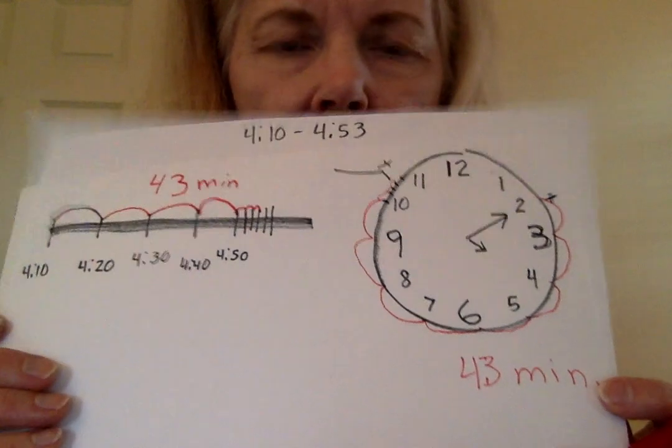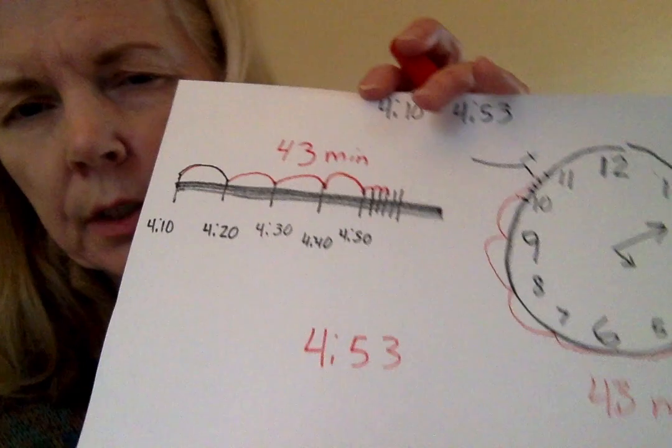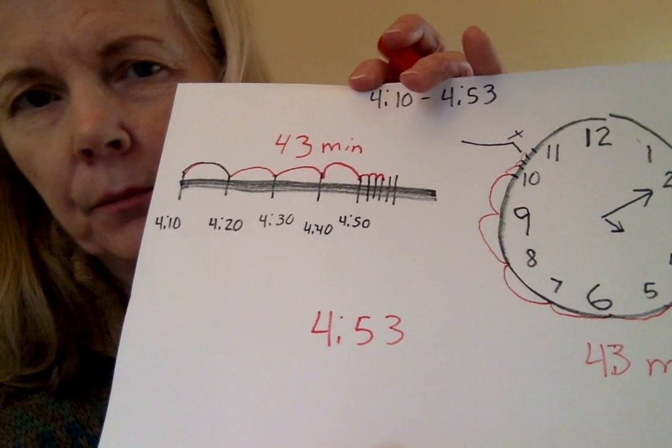Two ways to find the same answer. And there's a third way, and it's using subtraction. When we subtract, we know that we always have to write the bigger number on top. So we're going to start with our ending time, 4:53, and we're going to write it like time, 4:53. And we're going to subtract our starting time, 4:10.